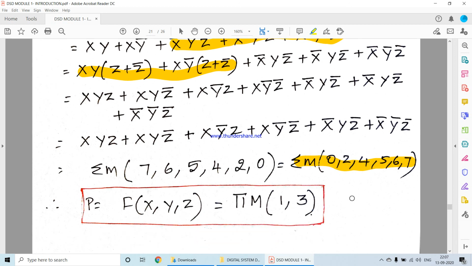I hope till now whatever I have explained to you is clear. You came to know what is canonical form, what is min term, what is max term, and then you also came to know how to convert any given expression into a standard canonical min term or standard canonical max term form. Okay, so this is the discussion on canonical form that we have in DSD module 1. Okay, thank you.